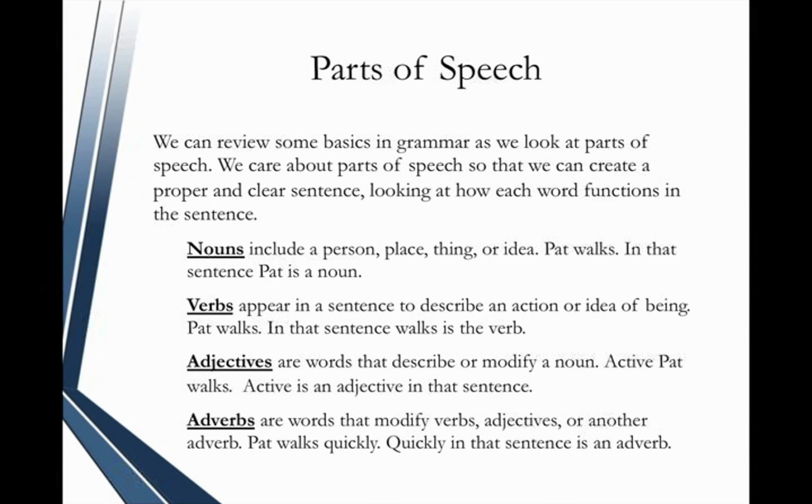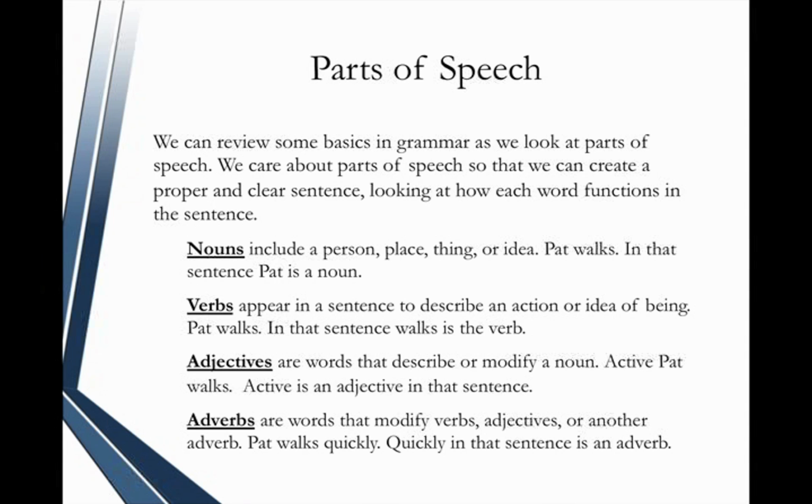Use parts of speech properly. We can review some basics in grammar as we look at parts of speech. We care about parts of speech so that we can create a proper and clear sentence, looking at how each word functions in the sentence. Nouns include a person, place, thing, or idea. "Pat walks." In that sentence, Pat is a noun. Verbs appear in a sentence to describe an action or idea of being. "Pat walks." In that sentence, walks is a verb.